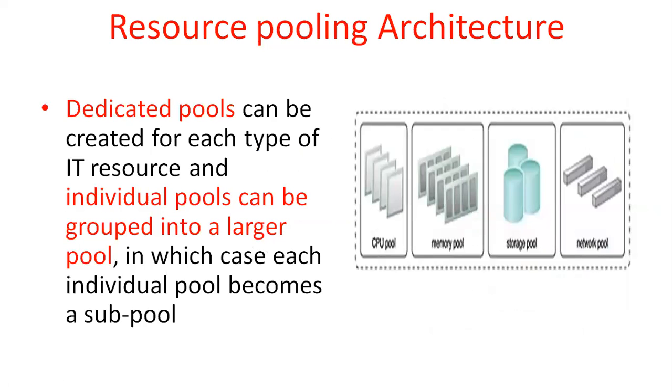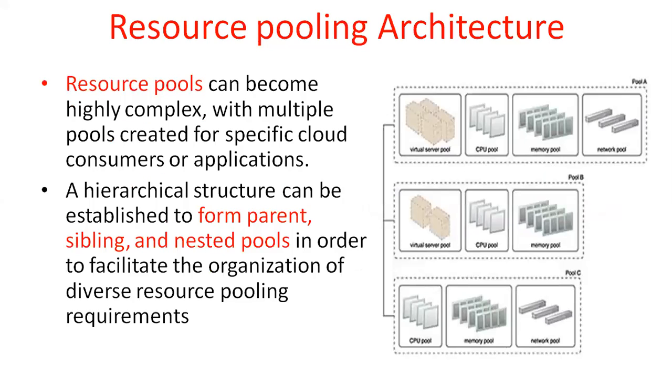Dedicated pools can be created for each type of IT resource. Another one is dedicated pools. For example, I am taking a bunch of pools here: CPU pool, memory pool, storage pool, and then network pool. These are all called dedicated pools. A dedicated group can be created for each type of IT resource, and individual pools can be grouped into larger pools. That means a combination of different pools you are taking as dedicated pools. In this case, each individual pool becomes a sub pool. For example, the memory pool is a sub pool of the dedicated pool. CPU pool is a sub pool of the dedicated pool. Storage pool is a sub pool of the dedicated pool. That is called here different pools.